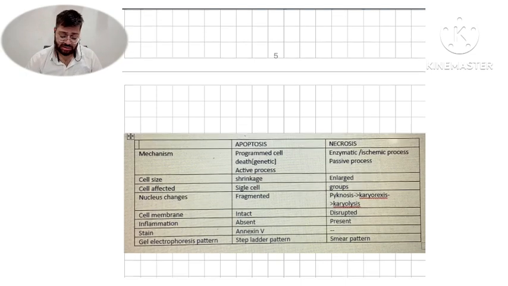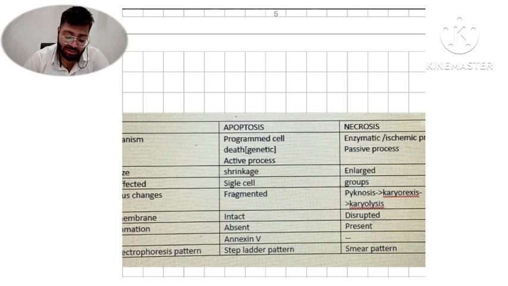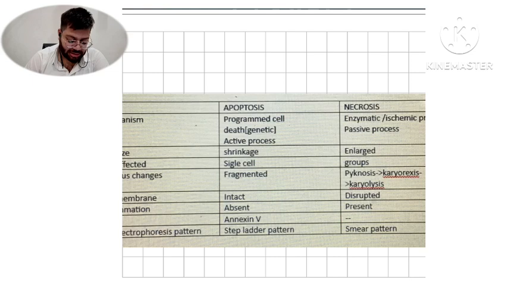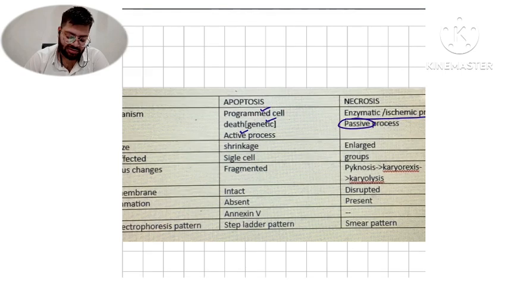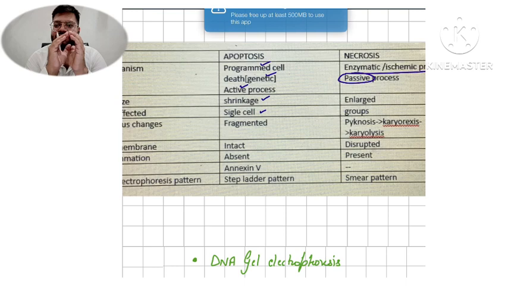Now we need to address a simple topic: how do you differentiate apoptosis and necrosis. I already told you, apoptosis is a programmed cell death. It is an active process. It has a genetic component. That is all true. Necrosis is an enzymatic and ischemic process. It is a passive process. We will concentrate on apoptosis because we have read that. Cell size will shrink. Cells affected: it is a single cell phenomenon, because of DNA damage, misfolding protein. All the causes are inside one cell. It's not a group event.